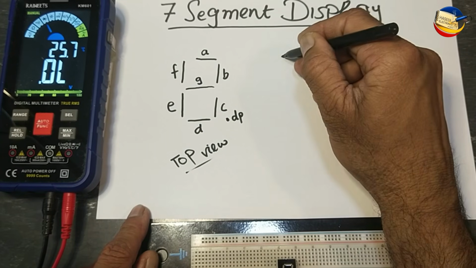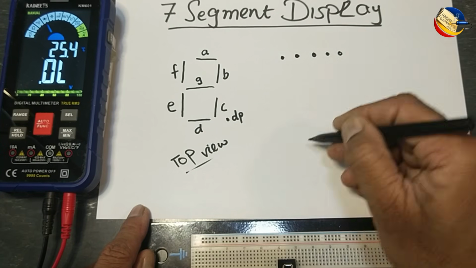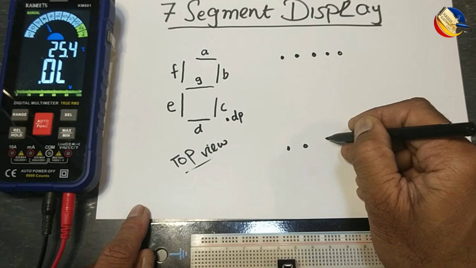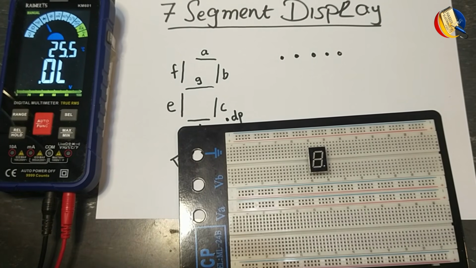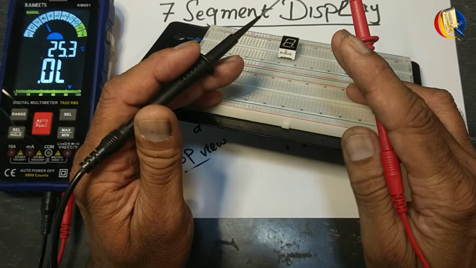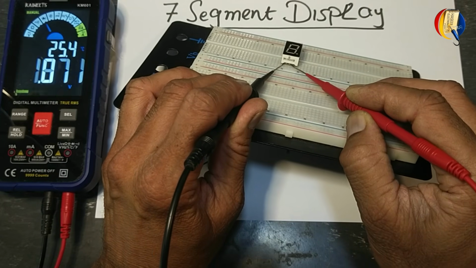For pin reference, we will write here 1, 2, 3, 4, 5. We will set multimeter to diode. We will touch black lead to any one of the pins and we will move to the others.